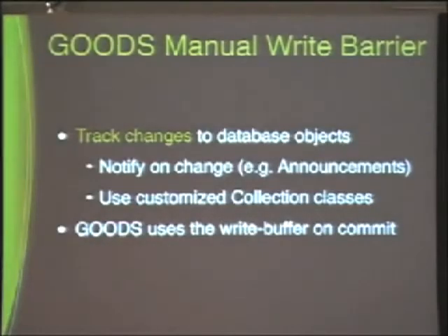Why do I want that? What do you have to do for a manual write barrier? You have to track changes to your database objects, and you have to do that yourself. Every collection, everything, you always have to say, I was changed. So you go through all your objects. You have to use customized collection classes. That was missing in Goods as well. So we added a lot of these custom collection classes, because if the collection object changes, you add something, you have to send the update. And then Goods already uses this write buffer, so the support was there.